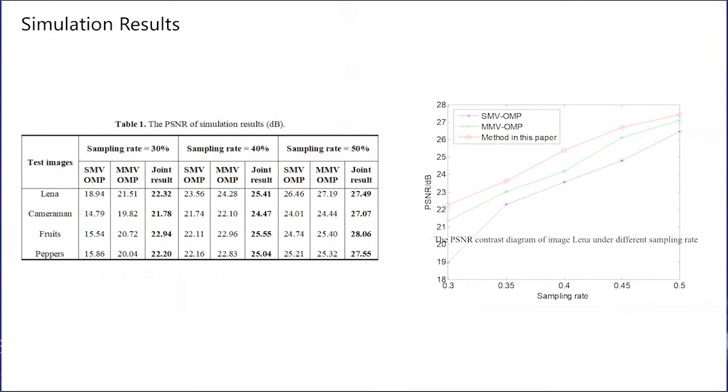In order to evaluate the performance of these algorithms, peak signal to noise ratio is used as the index of the image reconstruction algorithm. PSNR is generally used in engineering projects to measure the ratio between the maximum signal and the background noise. The PSNR shows the degree of difference between the reconstructed image and the original image.